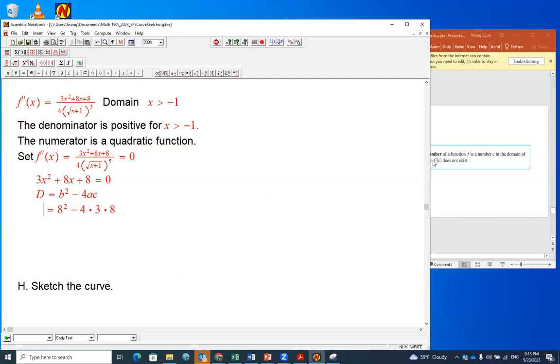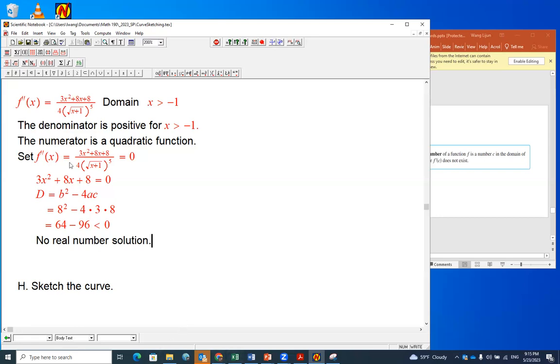What do we have here? We have 64 subtracting 12 times 8, that's 96. And this is a negative number. This is a negative number. And what that means is there's no real number solution. Or you say we have 2 complex number solutions.